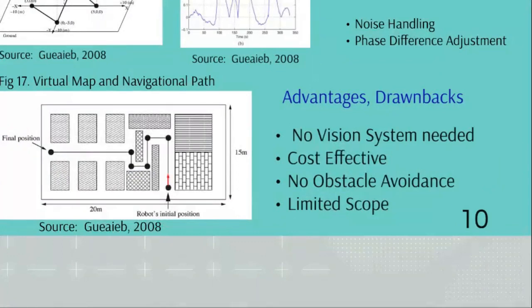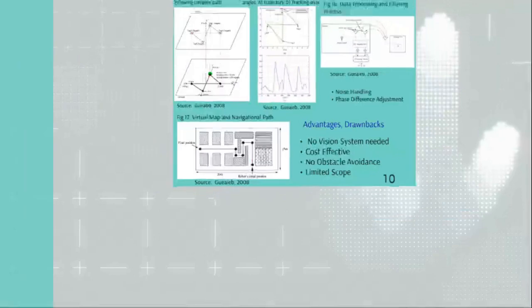And the advantages are no vision system is needed. It's very cost effective. But the drawbacks are that obstacle avoidance is not possible, and there is limited scope, since you cannot put these tags in outdoor environments. Just indoors, it's possible to put these tags on the roof or on the walls.